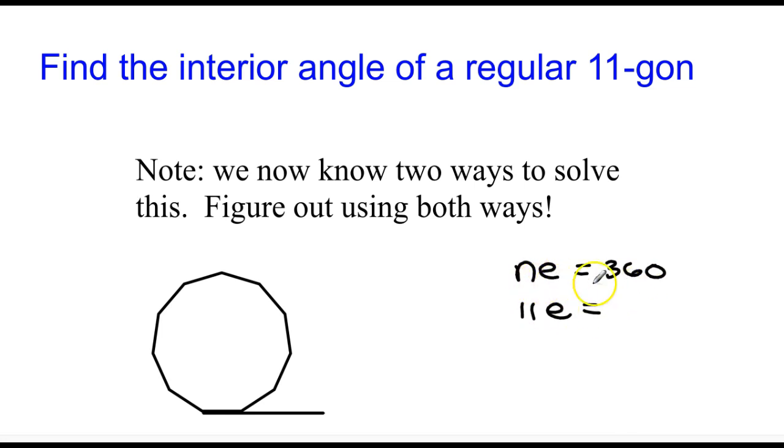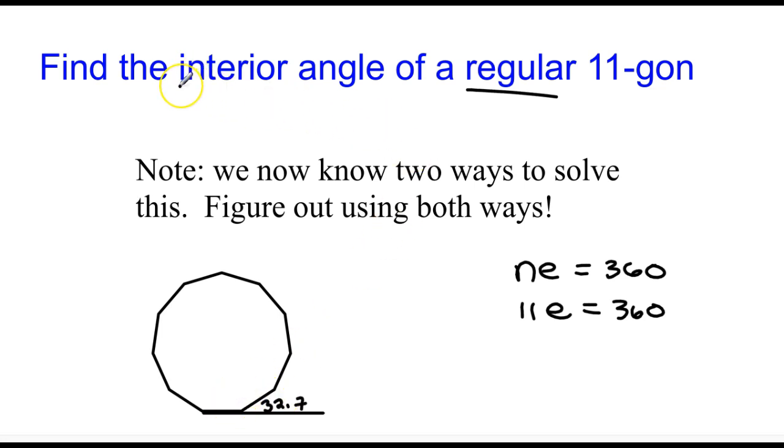I can use this equation because the problem says it's regular. And so you just divide both sides by 11, and 360 divided by 11 gives you 32.7. 32.7 is the exterior angle.